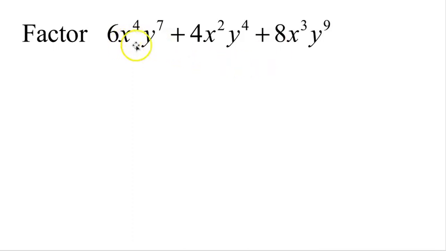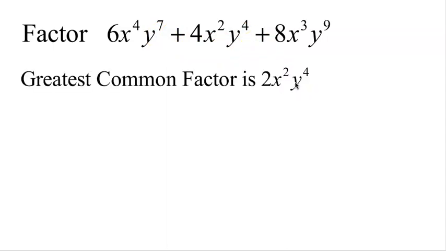Next up, I have 6x to the 4th y to the 7th, plus 4x squared y to the 4th, plus 8x cubed y to the 9th. Let's look at the numbers first. 6, 4, and 8 have a common factor of 2. X to the 4th, x squared, x to the 3rd, looking at the x's, all of them contain at least an x squared. So that will be part of the common factor. Y to the 7th, y to the 4th, y to the 9th, they all contain at least a y to the 4th. So y to the 4th will be part of the common factor. So we had 2, we had x squared, and we had y to the 4th. So we're going to divide each term by 2x squared y to the 4th and see what remains.